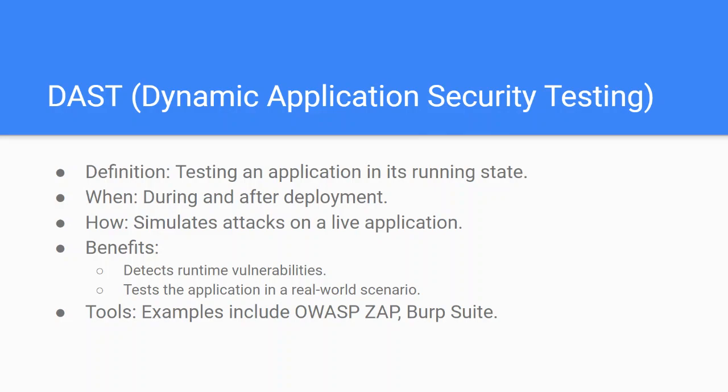So the first parts are CI, and this is a part of CD. It is testing of the application when it is in a running state, when everything has come live after deployment. So it will always be after deployment. It means your CD pipeline is still running and you are doing this testing. How does it work? It simulates some attacks on a live application.